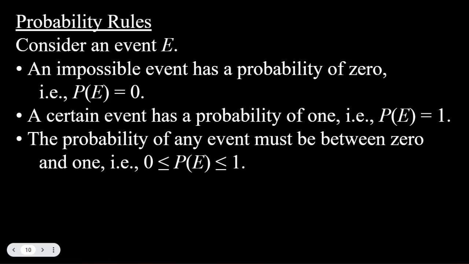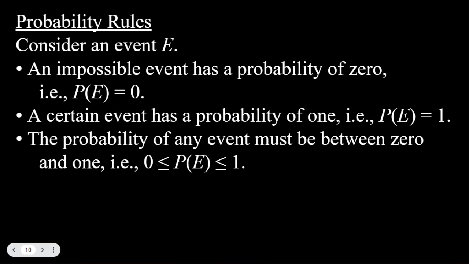A certain event has a probability of 1. So if it's guaranteed to happen, that means it's certain, then we would say that the probability of that event equals 1. That would be like, let's just say rolling your die and getting a number that's less than 7. Well, since all the numbers are less than 7, you are guaranteed to get an outcome that is less than 7.